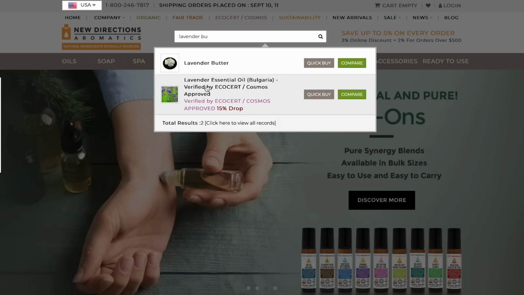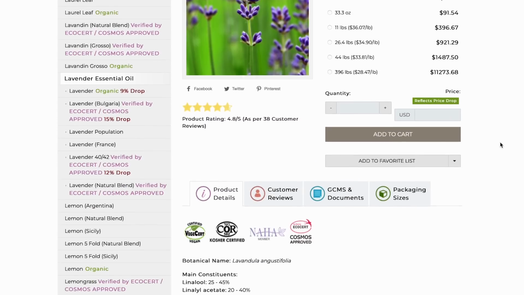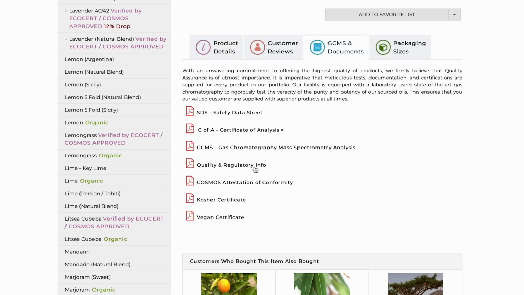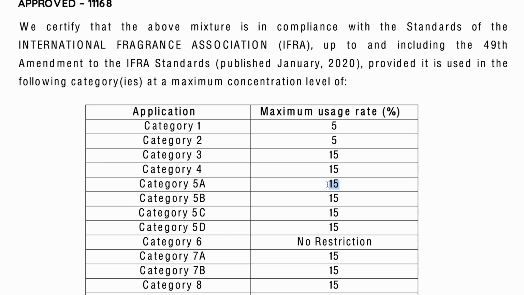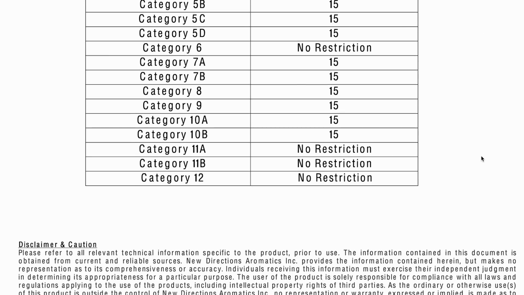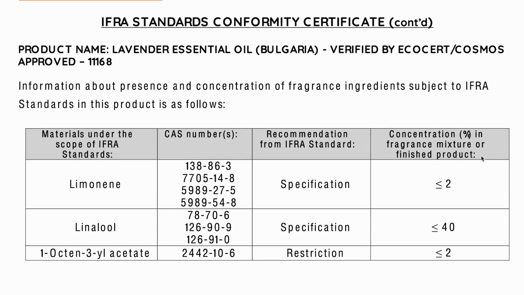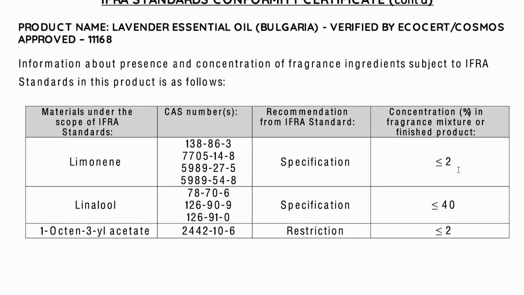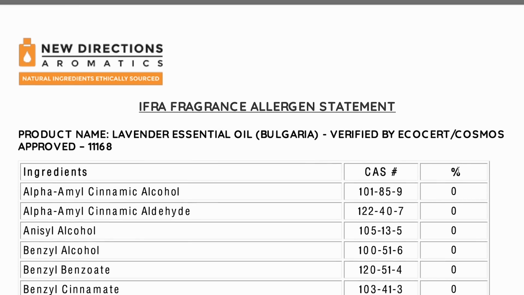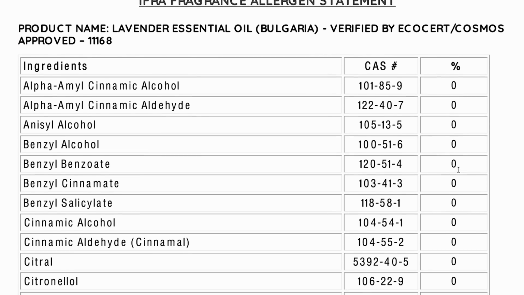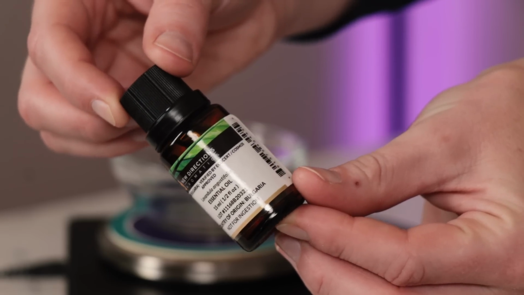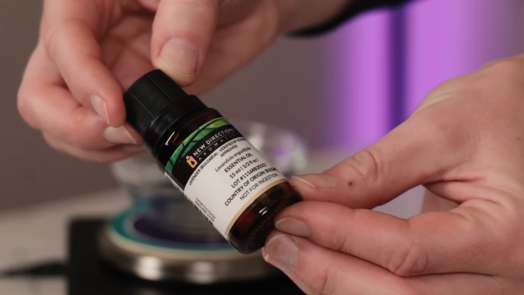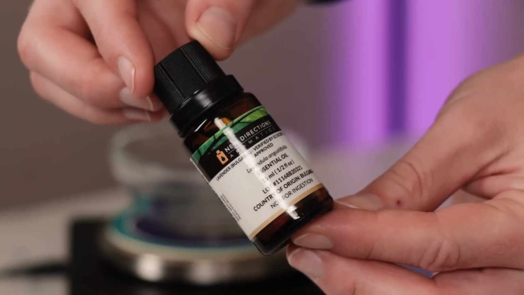Up next, refer to the IFRA Standards Conformity Certificate in the New Directions Aromatics Quality and Regulatory Info document for the specific essential oil. This document displays the maximum usage levels for this essential oil in different types of products based on the levels of IFRA limited chemicals present in the essential oil. The following pages in the document detail which chemical constituents are limiting usage. For my lavender essential oil, the quality and regulatory info document shows I could use it at up to 15%. So the 1% I want to use is well within that limit.